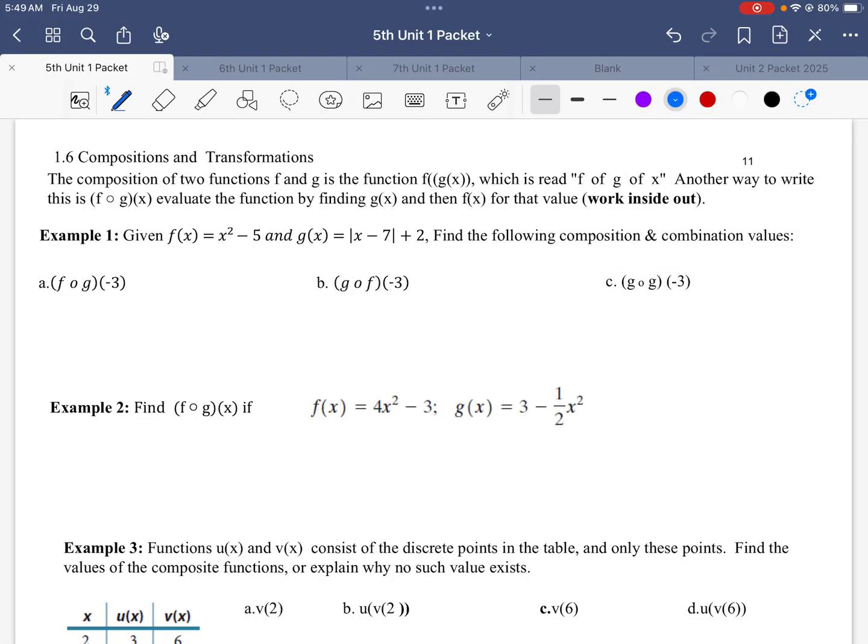Hello, today's lesson is a review of compositions, function composition, and transformations. If you feel that you understand these concepts fully, you do not need to watch the video. You can just go ahead and fill in the packet and check your responses.